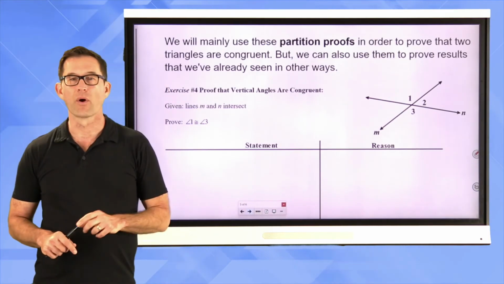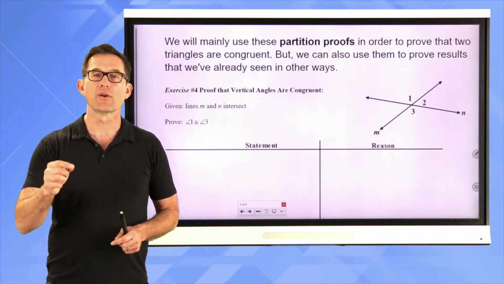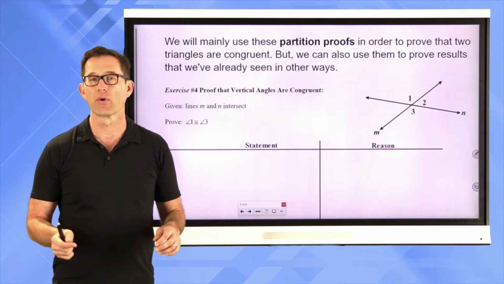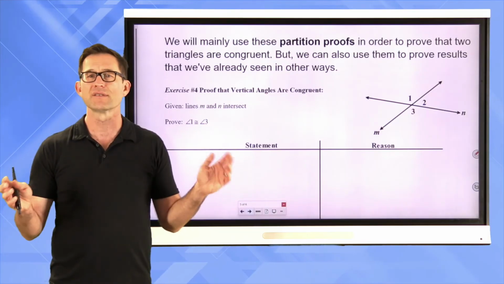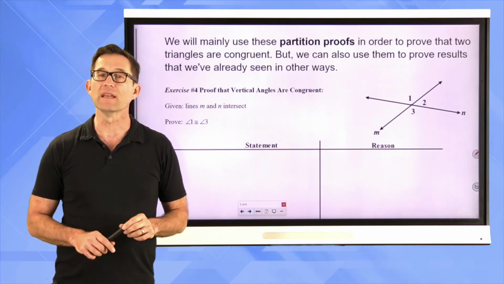Let's take a look at one more. Now, we will mainly use these partition proofs in order to prove that two triangles are congruent, right? We'll have to do them in order to get a side-side-side scenario or a side-angle-side or an angle-side-angle, something like that. But we can also use them to prove results that we've already seen in other ways.